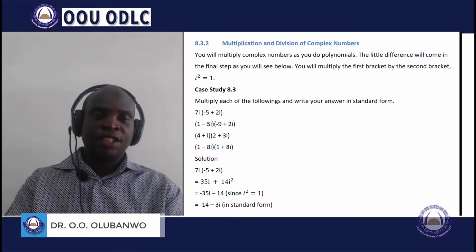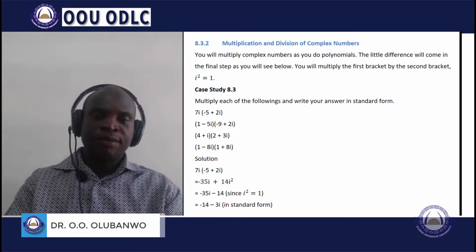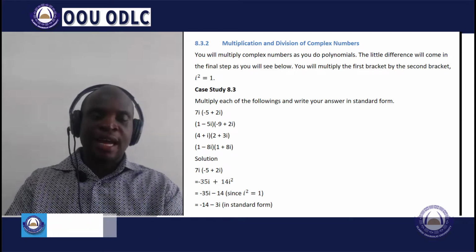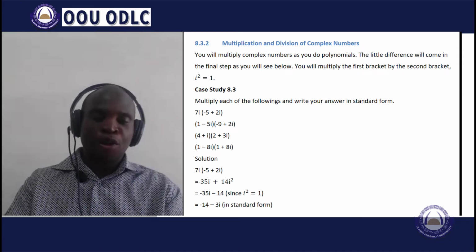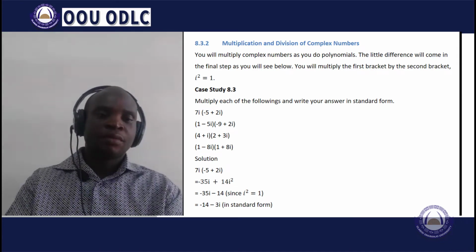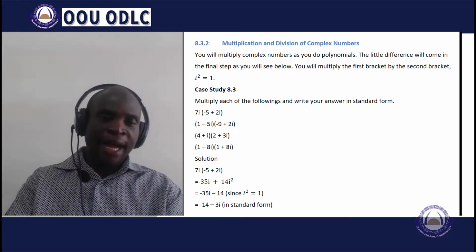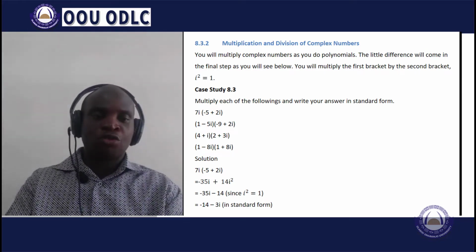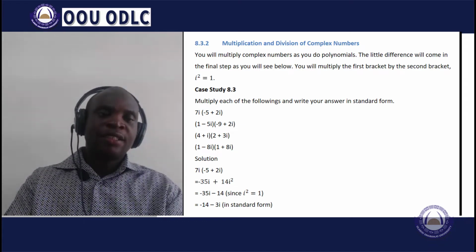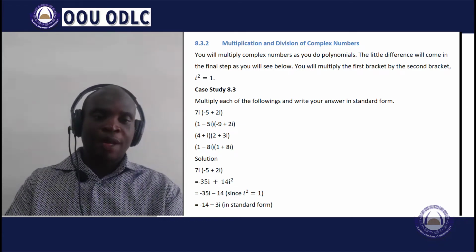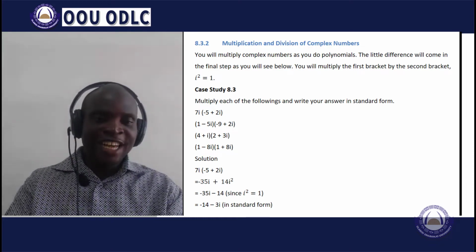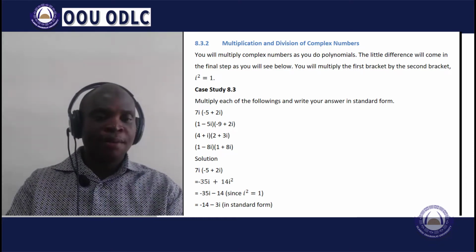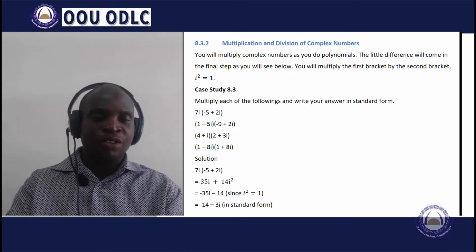Case study 8.3. Multiply each of the following and write your answers in standard form. The standard form is in terms of a plus bi. Now, 7i into bracket minus 5 plus 2i. The second one is 1 minus 5i into bracket minus 9 plus 2i. Third one is 4 plus i into bracket 2 plus 3i. The last one on the list there is 1 minus 8i into bracket 1 plus 8i.